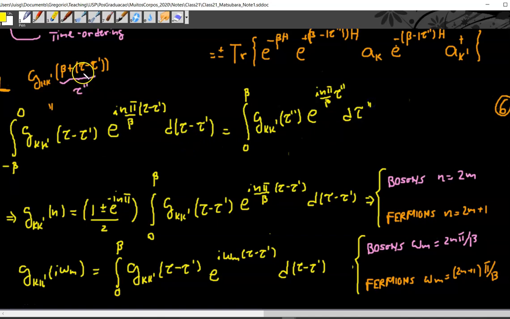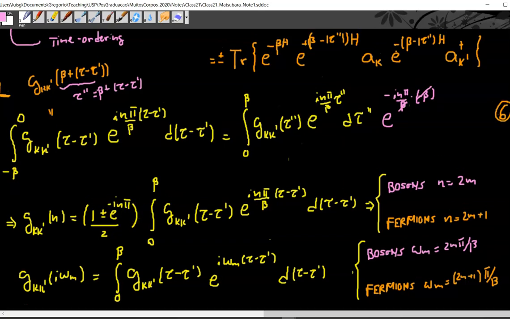But there is going to be this other point here, which is going to be this minus beta added to this. So there will be a point which would be e to the i n pi over beta times minus beta, and this is minus i n pi. So this integral, of course, is the same as the positive one. I can now write, of course, this will have this plus or minus sign, but most importantly, there will be this e to the minus i n pi that will enter here now.